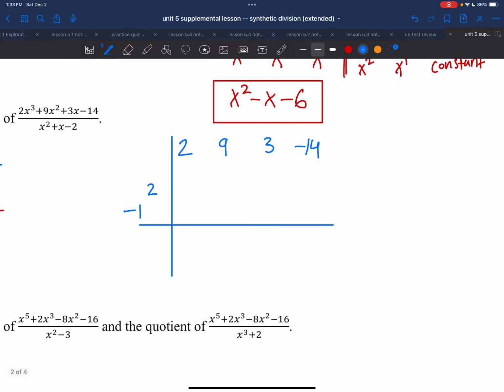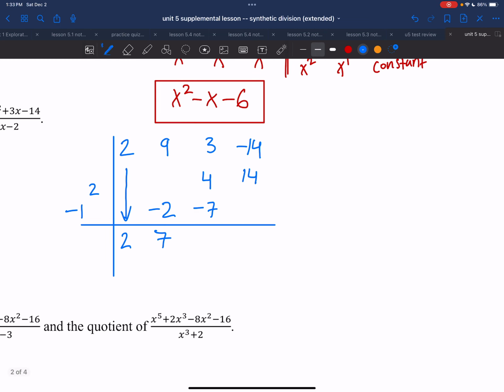So I'm going to repeat the process just like we've been doing. Drop the 2. 2 times negative 1 is negative 2. 2 times 2 is 4. Again, what I did was 2 times negative 1 is negative 2, 2 times 2 is 4, to create that diagonal motion, and then I would do it again. So 9 minus 2 is 7. 7 times negative 1 is negative 7. 7 times 2 is 14.